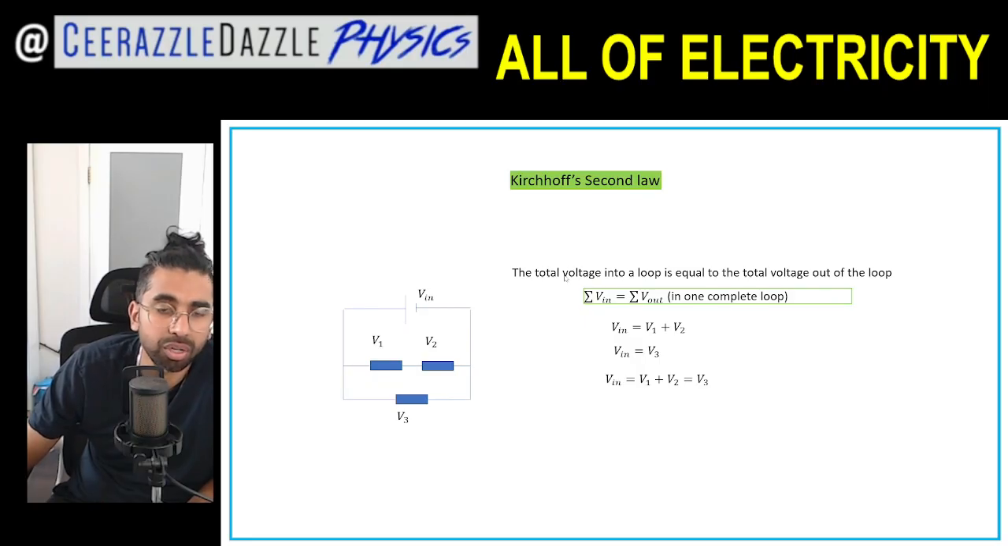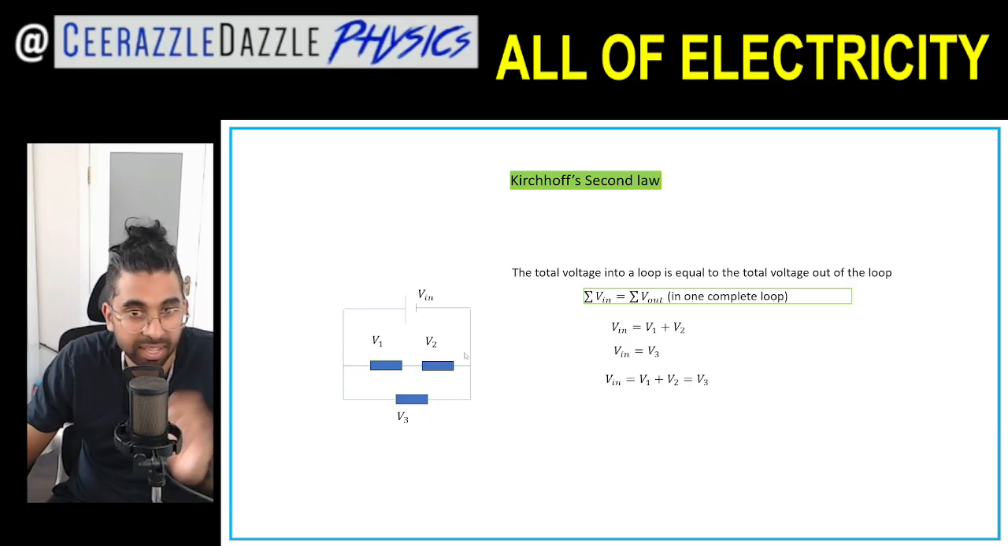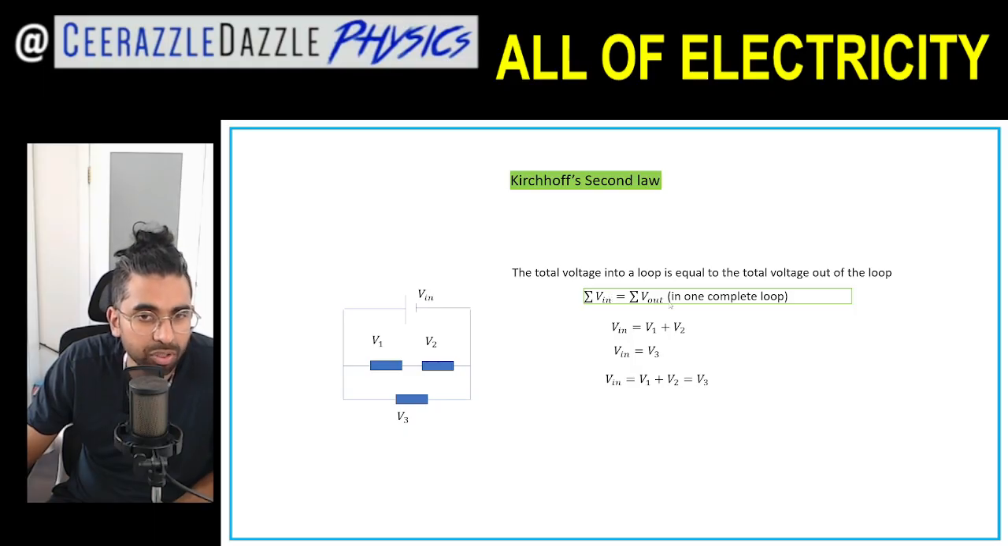Kirchhoff's second law: the total voltage into a loop is equal to the total voltage out of the loop. So right now, the voltage behaves in the following way. All you do is simply say that sigma the voltage in is equal to sigma the voltage out in any loop, any complete loop here.